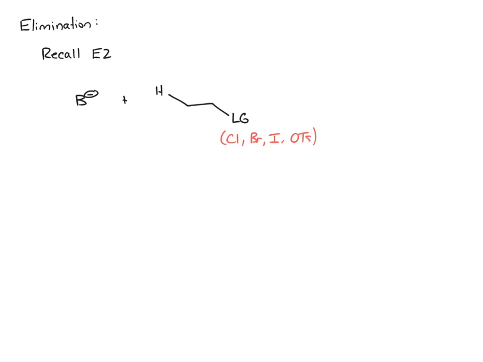And what you did is you labeled the carbon with a leaving group as alpha, the next carbon over is beta, and as long as you have a beta hydrogen, the base will grab the beta hydrogen, send those electrons down between the alpha-beta bonds, and you lose your leaving group. And the net result is we end up with this alkene product.